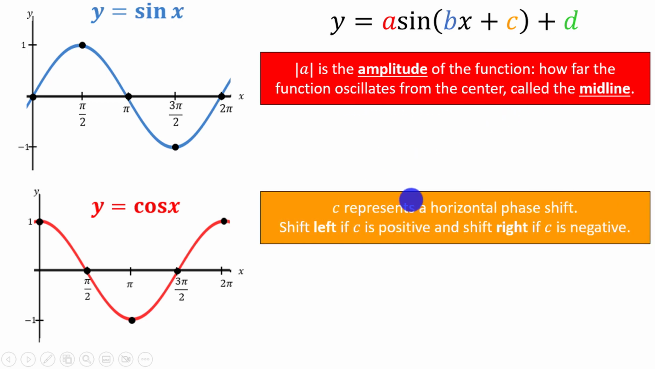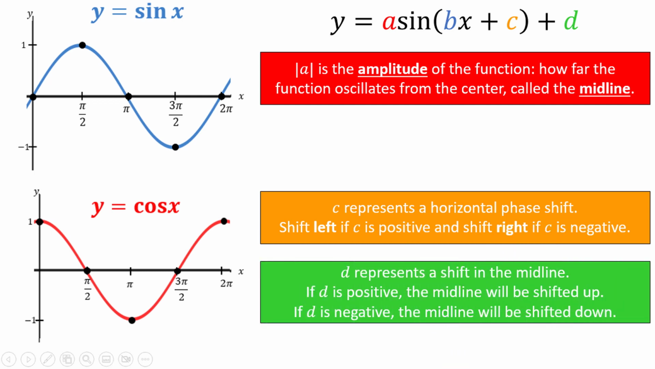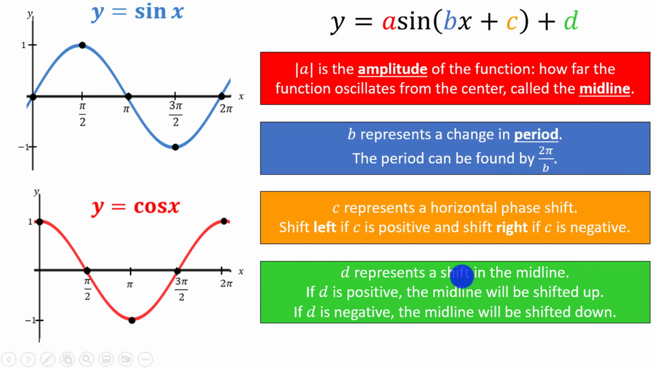If we had a value for c, that would represent a horizontal phase shift. We would have a shift to the left if c is positive, and a shift to the right if c was negative. D represents a shift in the midline. If d is positive, the midline will be shifted up, and if d is negative, the midline will be shifted down. This video will focus on functions that have a value for b, a value multiplying x inside our function. A value for b represents a change in the period of the function. The new period can be found by taking 2 pi and dividing by b.